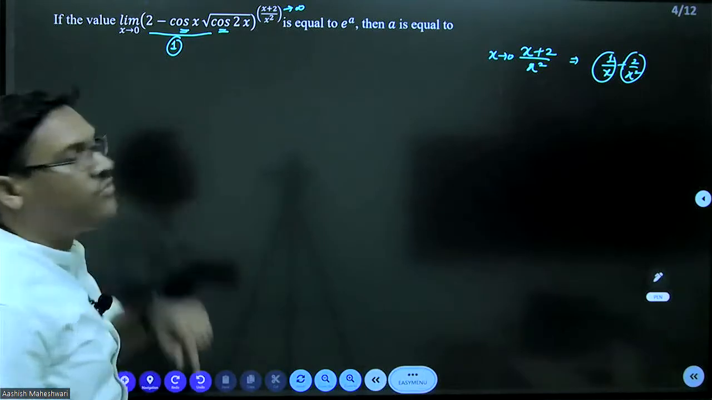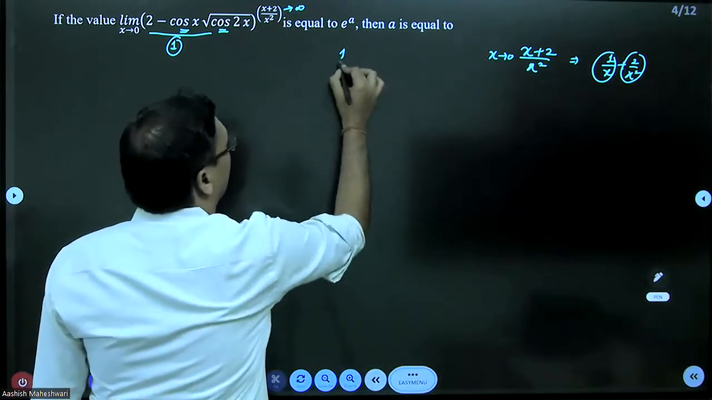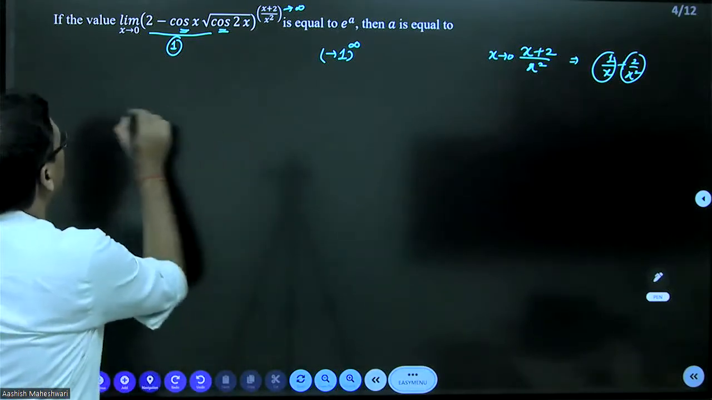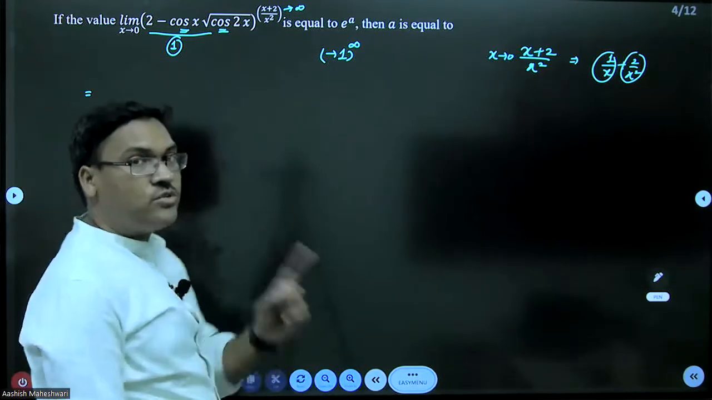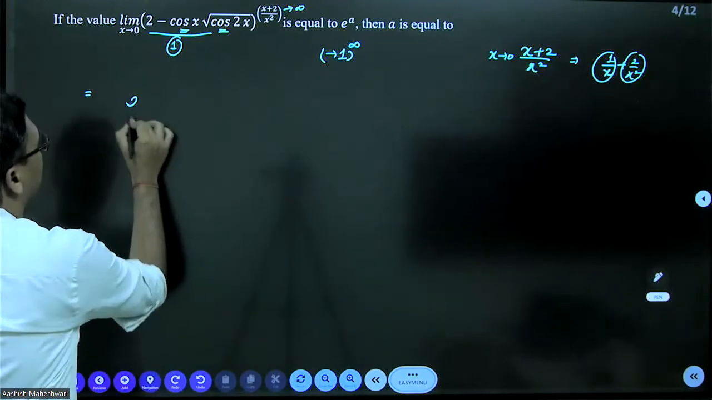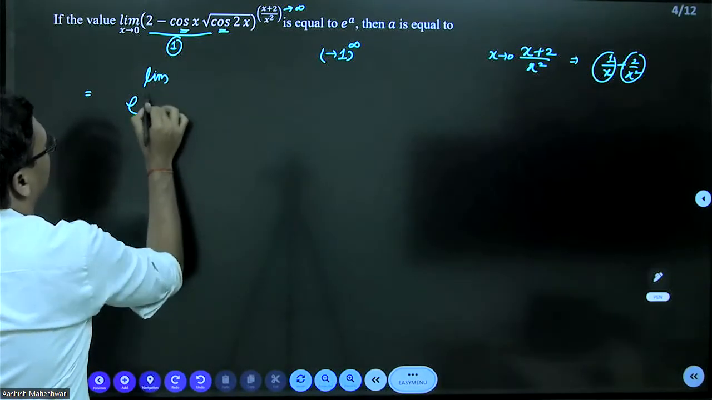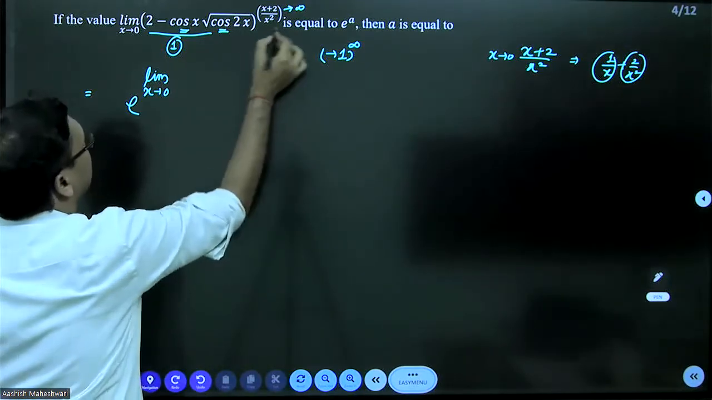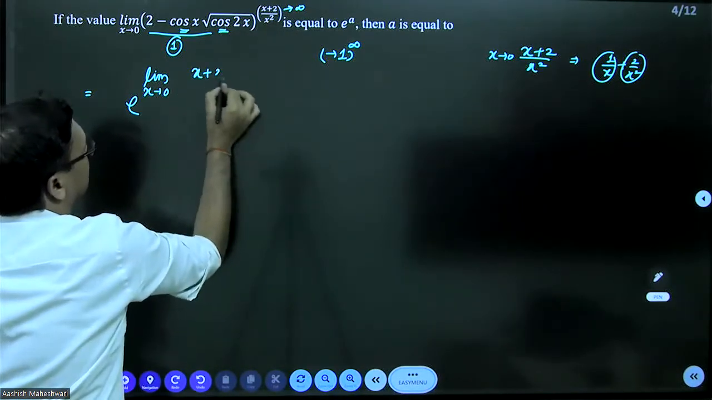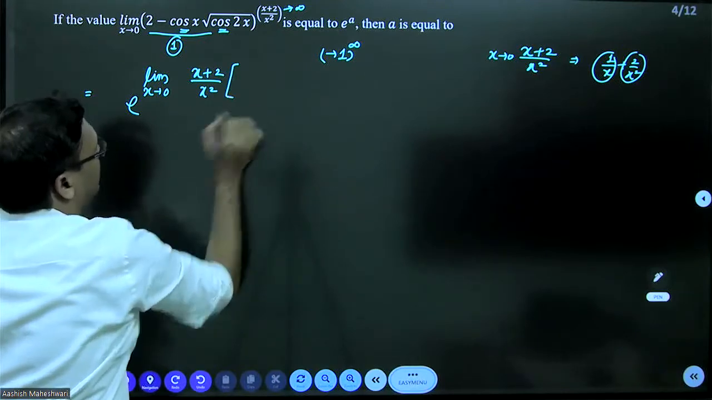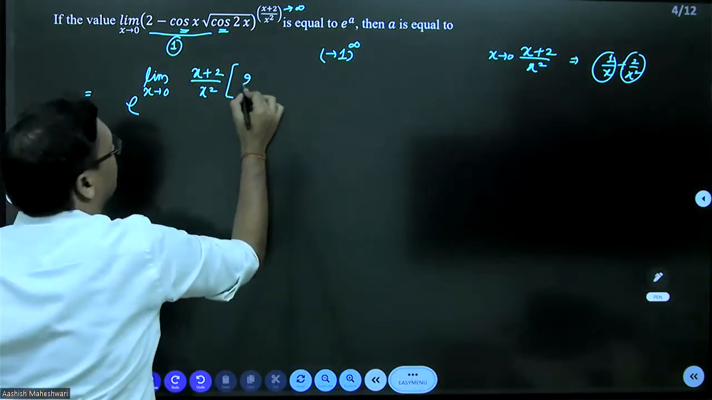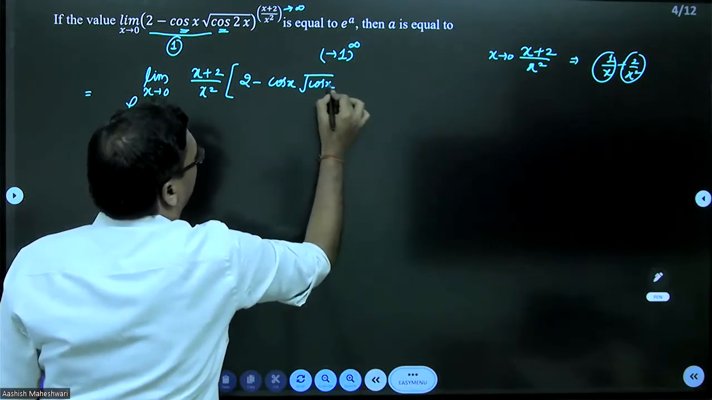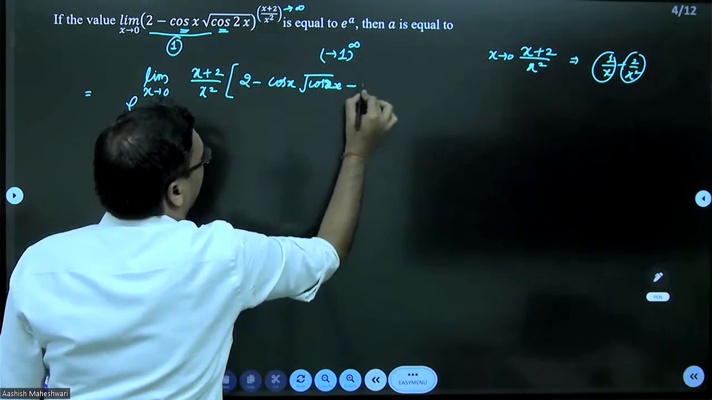So which indeterminate form can I say? This is indeterminate form 1 raised to infinity. Now what is the limit of this? If you have 1 raised to infinity form, the limit is e raised to limit x approaches 0, power function into base function. This is (x plus 2) upon x square into base function, which is 2 minus cos x root cos 2x minus 1, right?